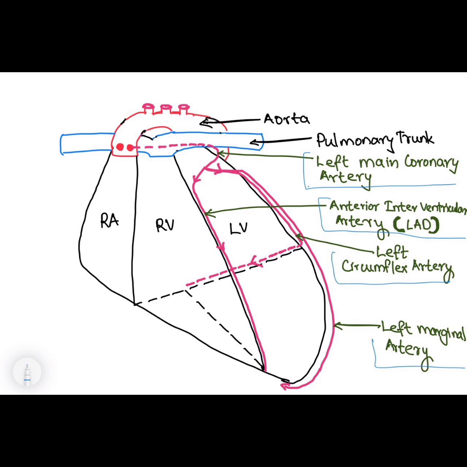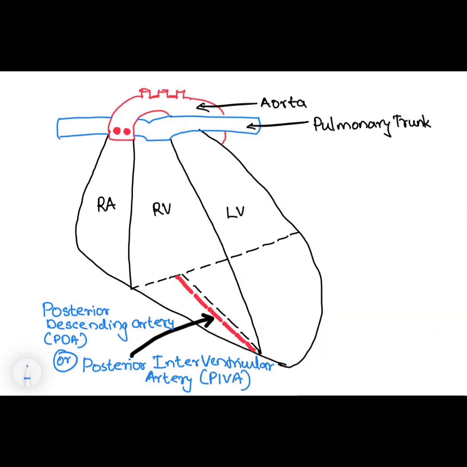The occlusion of left circumflex artery can lead to lateral or posterior wall MI. The left marginal artery arises as a branch of the left circumflex artery. It courses along the left margin of the heart, running downwards and anteriorly over the left ventricle's lateral wall towards the apex.